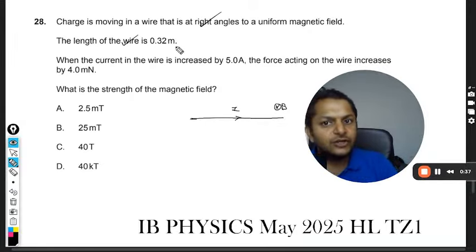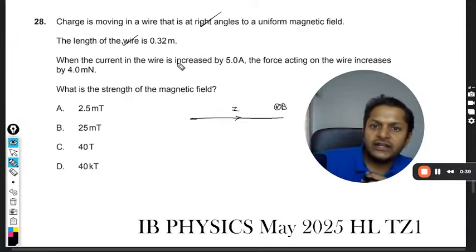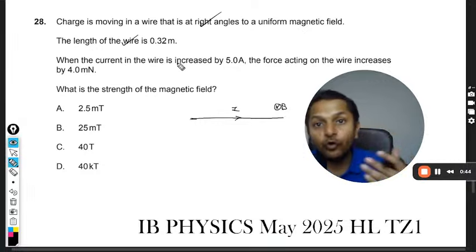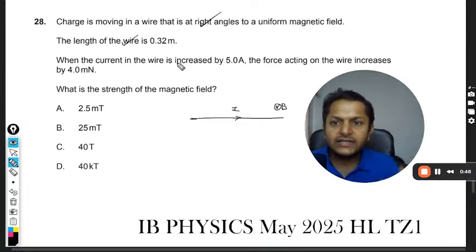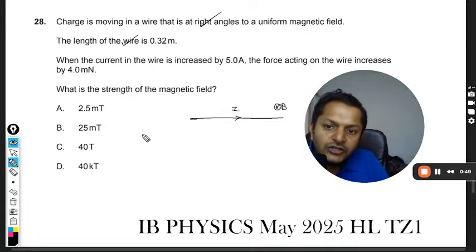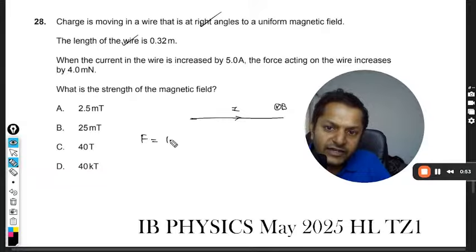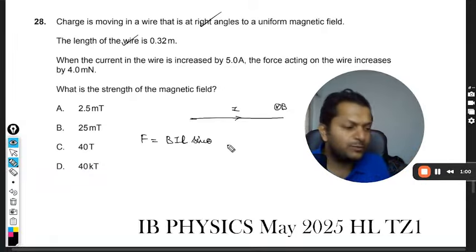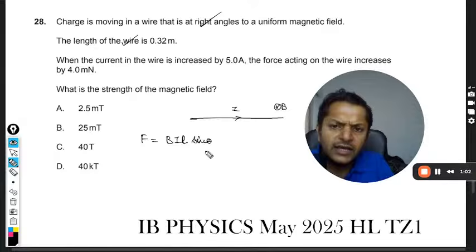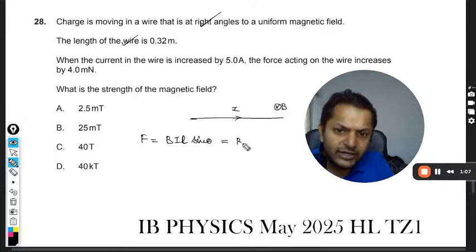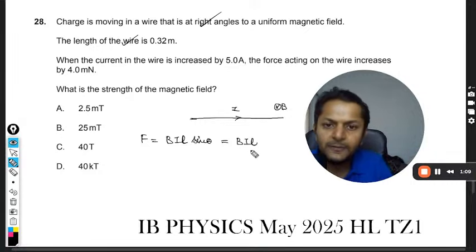The length of the wire is 0.32. When the current in the wire increases by 5 amperes, the force acting on the wire increases by 4 millinewton. What is the strength of the magnetic field? First of all, the formula that we are going to use here is F is equal to BIL sine theta, as given in the data booklet. Yes, I believe page number 12 probably. Theta is 90 degrees, so that can be written as B into I into L.